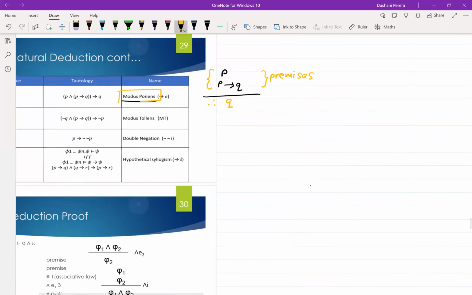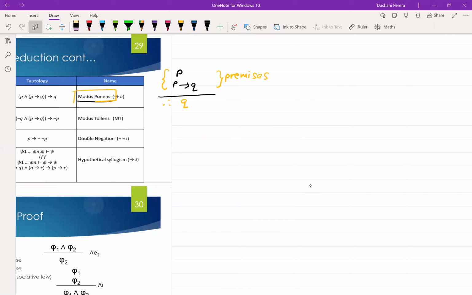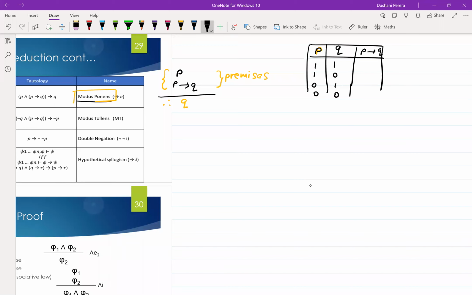So how does it come? It comes like this. If we draw the truth table, P and Q, we have P implies Q. Okay. Now we have said that P implies Q is true, so P implies Q is true in these places. Then they said that P is also true. If P is true, these are the two places that P is true.